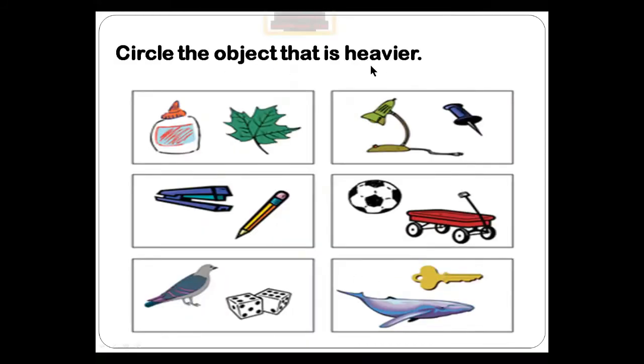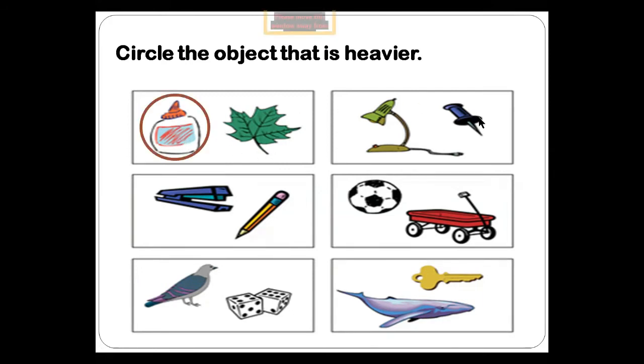Here we are also dealing with comparison. Circle the object that is heavier. Each box has two pictures and we have to find the heavier one from each. See the first box. Here we have a dropper and a leaf. Which is heavier? Obviously the dropper is heavier. So we'll put the circle on the dropper.